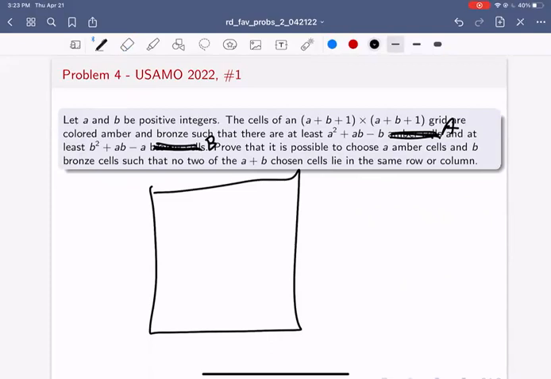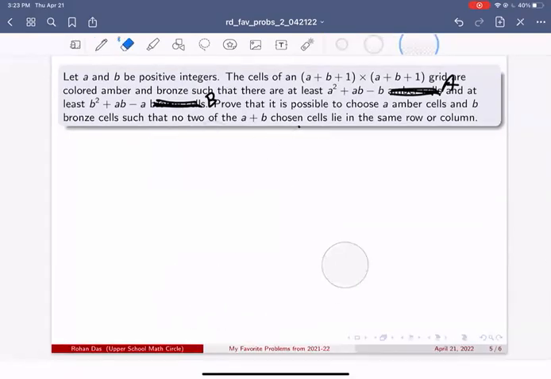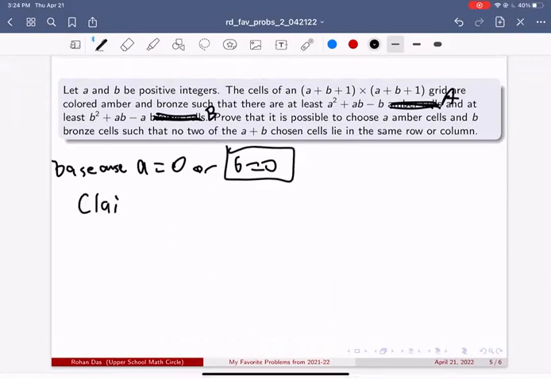And when these problems are hard to approach, one method that should be tried is induction. So first we can consider what the base case might be. It seems intuitive that the base case would be A equals 0 or B equals 0. So these are symmetric, so we'll just consider this. And we want to show that it holds for any A and B equals 0.